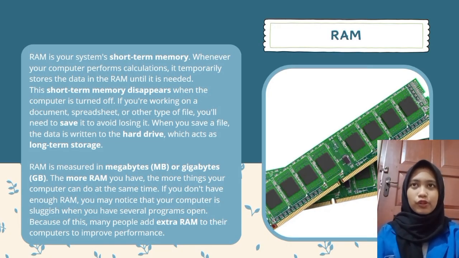Next one is RAM. RAM is your system's short-term memory. Whenever your computer performs a calculation, it temporarily stores the data in the RAM until it is needed. This short-term memory disappears when the computer is turned off. If you are working on a document, spreadsheet, or other type of file, you will need to save it to avoid losing it. When you save a file, the data is written to the hard drive, which acts as long-term storage. RAM is measured in megabytes or gigabytes.